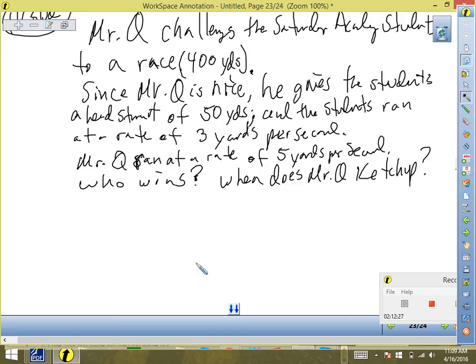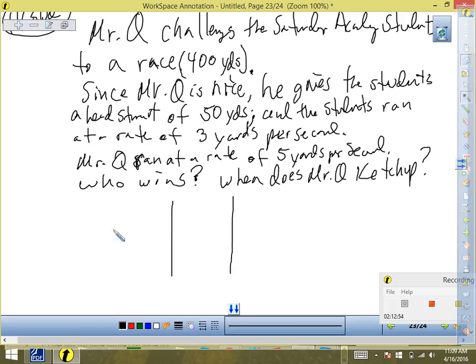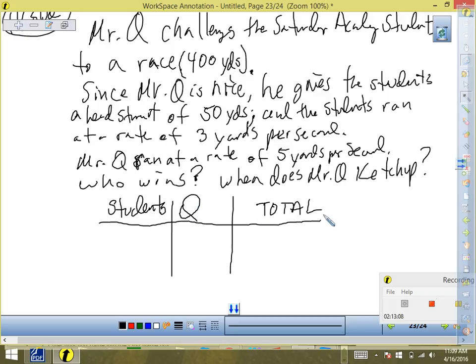So, here we go. Look up to the screen. In this problem, how many different people are we talking about? We're talking about 2, the Saturday Academy students and Mr. Q. So when you get to these kind of word problems, you need to set up a table to organize your data. So since it's 2 different kinds of people, you draw 2 lines down, 1, 2, and 1 across. The first column, you're going to write students. The next one, you're going to write Q, and over here you're going to write total. And that's just to organize our information, okay?